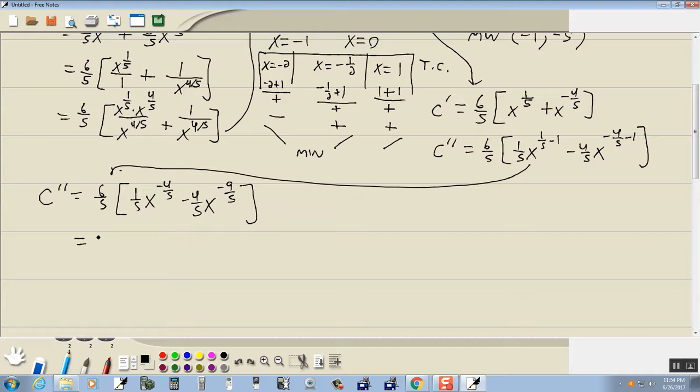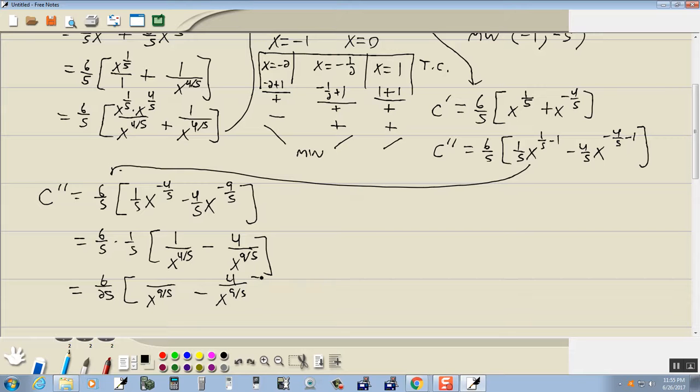Now I can factor 1/5 out, makes it a little bit easier. And I got x to negative 4/5, which is 1 over x to the positive 4/5. And this 1/5 is gone, so that leaves me a negative 4. So minus 4 over x to the 9/5. Okay, so that gives us 6 over 25. We want to get a common denominator. And when you got x to a power and x to a power, you always go with the larger exponent, which is 9/5. So we're going to rewrite each one with that new denominator.